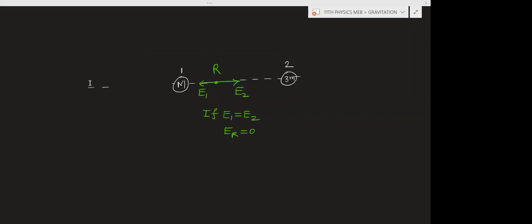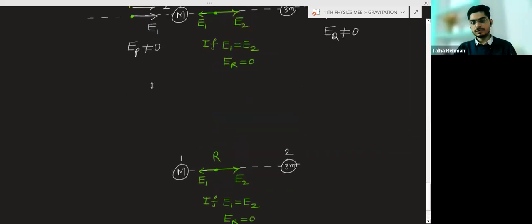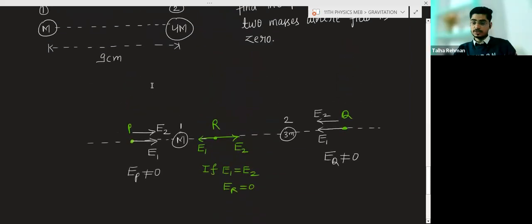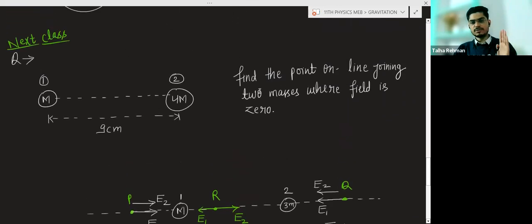So we were discussing the last question of the last class. I told you that here the gravitational field cannot be zero. Here the gravitational field can be zero because the directions of the two fields due to the masses are opposite. Here it cannot be zero. So they are asking for the point on the line joining the two masses where the field is zero.